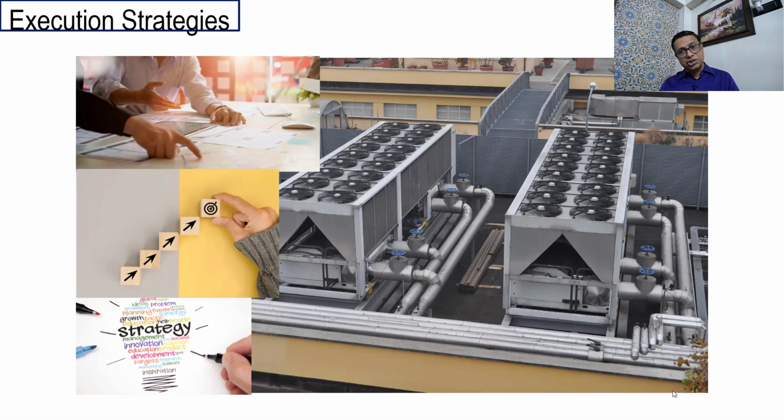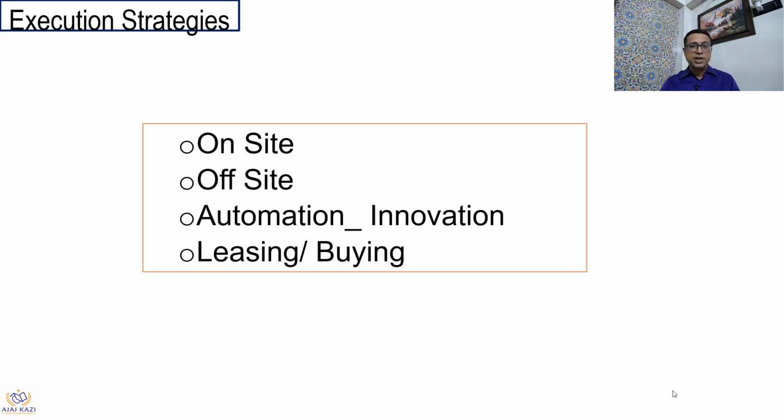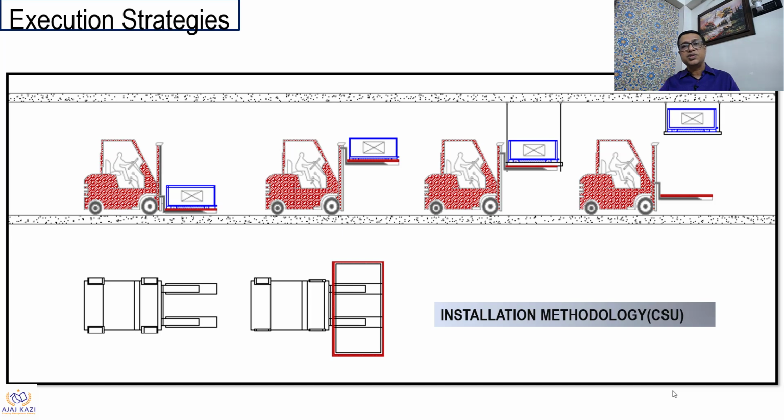You should have execution strategies in place on what you are going to do on site, what off site, what automations or innovations you are going to use on the project, whether you are going to buy the machineries or lease the machineries. You need to be clear from day one. If you leave it for the last moment, then you will always be firefighting and unnecessarily increasing the cost. Some of these are important execution strategies we must apply.